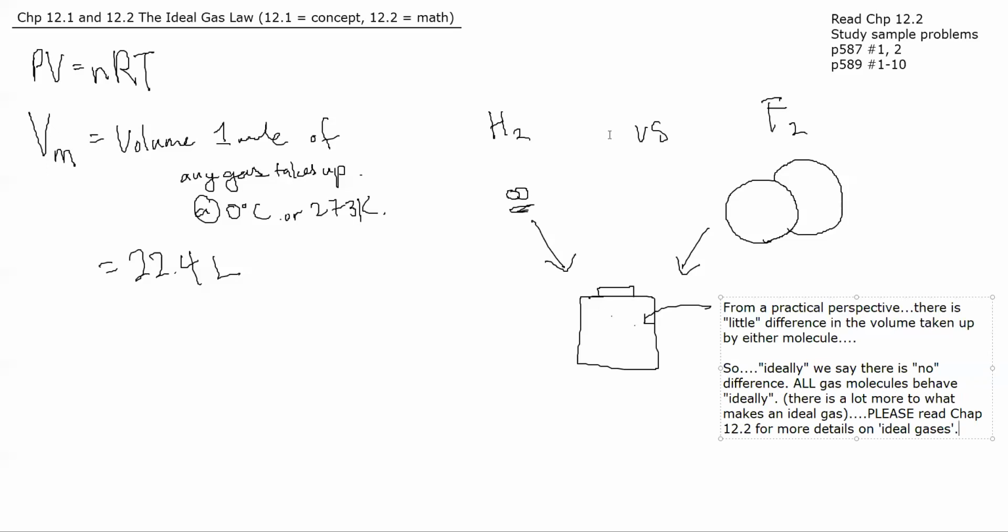But under the assumption that all gases behave ideally, the amount of space that they take up, the amount of space that they have between each other's molecules, the amount of attraction that they have between each other, all of that is sort of constant and not going to be a factor when we look at their behavior.